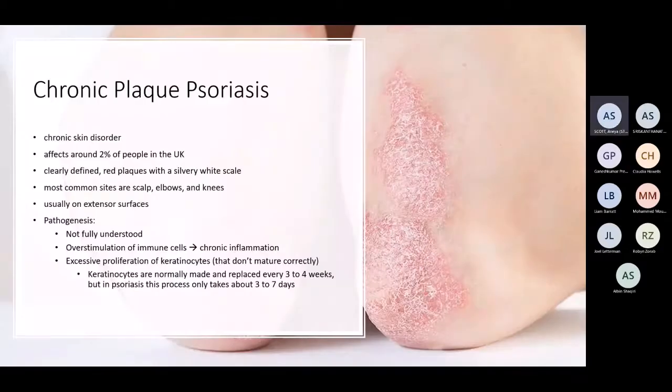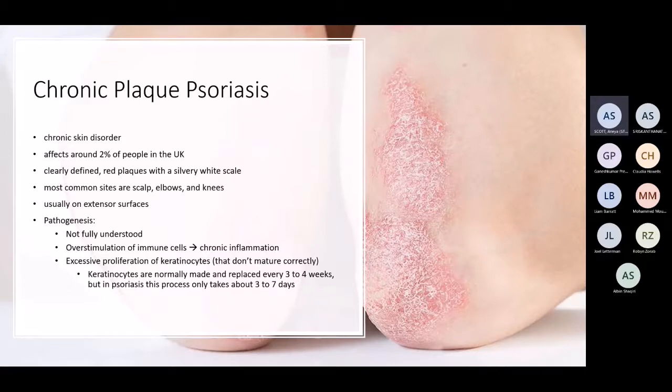So chronic plaque psoriasis is a chronic skin disorder that affects around 2% of people in the UK, so it's really common. It has different degrees of severity for different people, but overall it's really common. You get these clearly defined red plaques with a silvery scale. Exam questions love mentioning the silvery scale as well. And the most common sites for psoriasis are the scalp, elbows, and the knees. So it's on the extensor surfaces, which is a good way to differentiate between psoriasis and eczema, because eczema tends to be flexural, whereas plaque psoriasis tends to be the extensor surfaces.